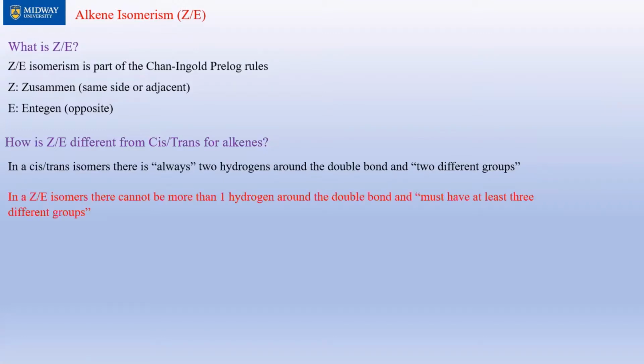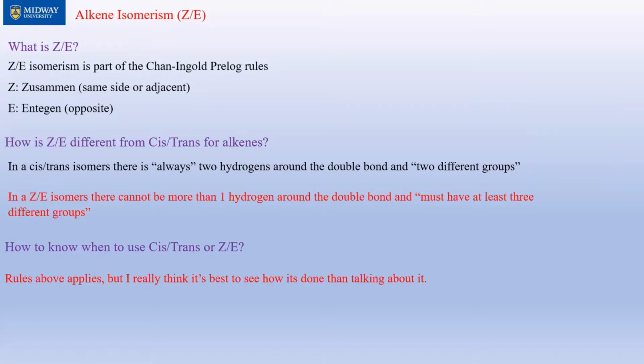In a Z and E, at the most you can have is 1 hydrogen on one of the carbons and must have 3 different groups, or all 4 could be different and you don't need to have a hydrogen. Okay, how to know when to use cis-trans or Z and E? I've already explained that. How is Z and E different is the same as how to know when to use it. They're the same thing. So without further delay, let's actually do it rather than just keep talking about it.